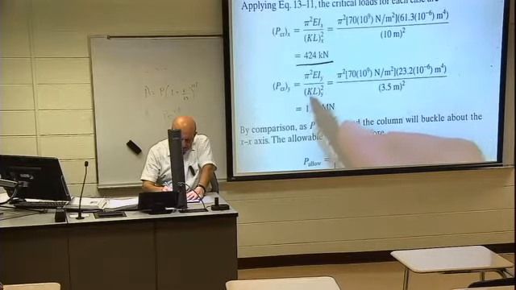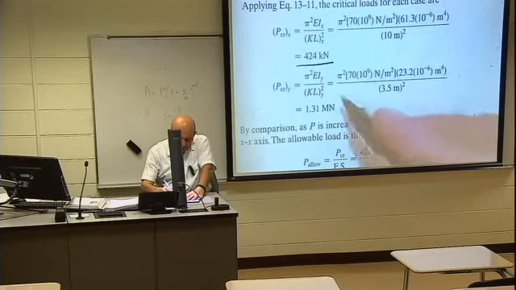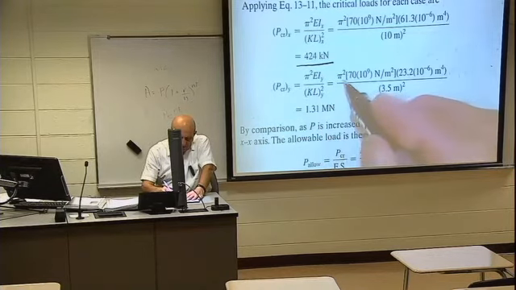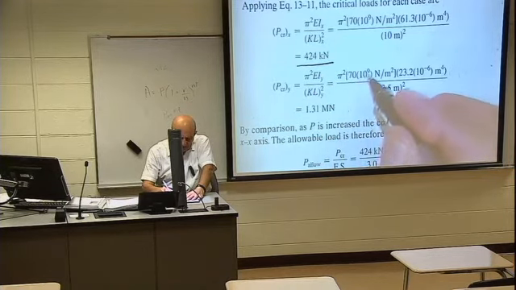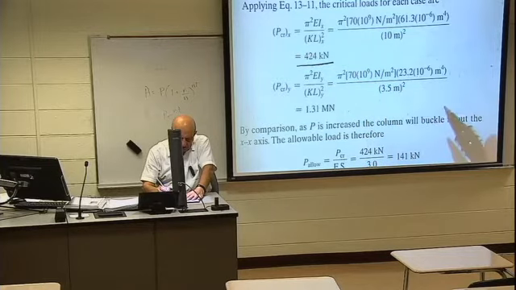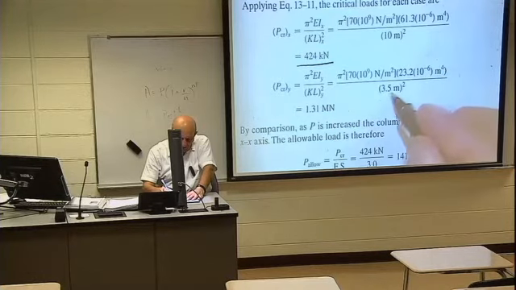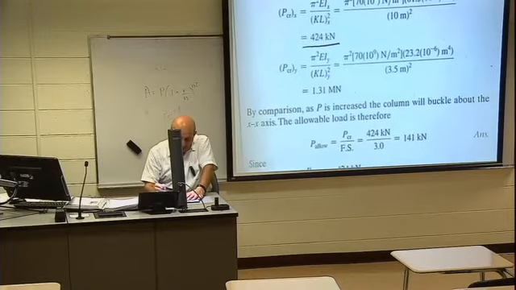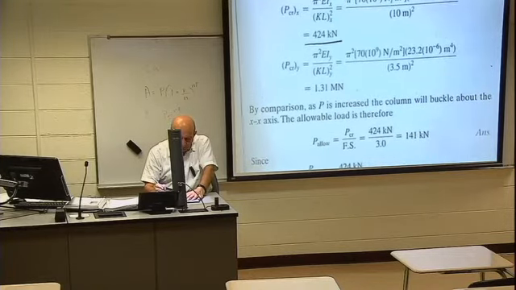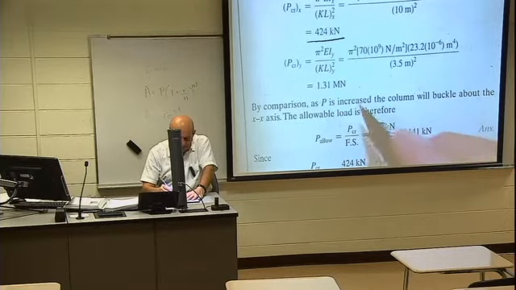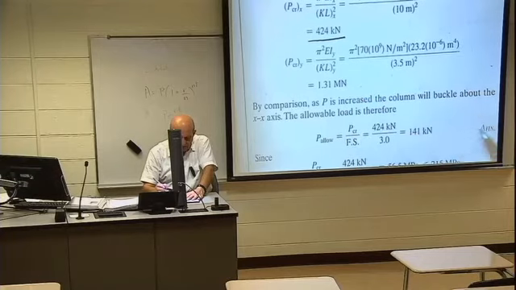So P critical in y direction will be pi squared EIY over KLY squared. Pi squared 70 10 to the power 9 Newton over meter squared multiplied by Iy 23.2 10 to the minus 6 meter to the fourth power. KL equals 3.5 meters. So that is squared. So then we get 1.3 meganewtons.